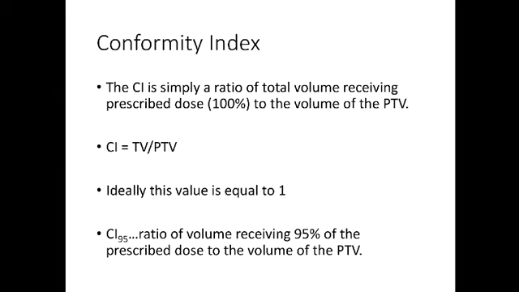And then you'll sometimes see this number, the conformity index 95, and that's the ratio of the volume receiving 95% of the prescribed dose to the volume of the PTV. And the idea there is that sometimes the 100% line doesn't necessarily cover the tumor volume by design. And so here you can look at CI 95 to try to get a value close to 1.